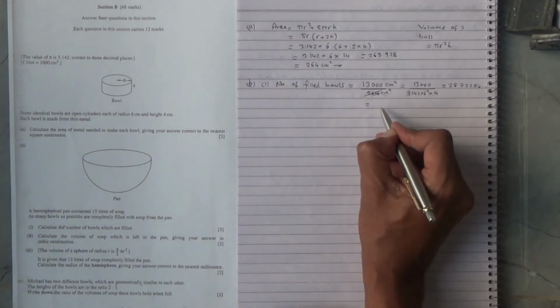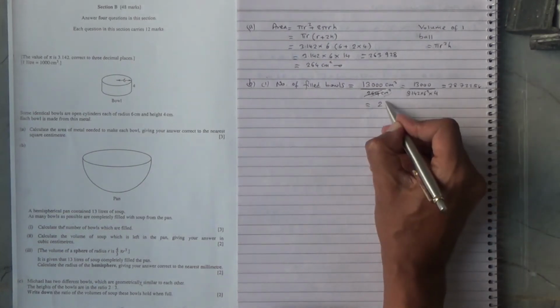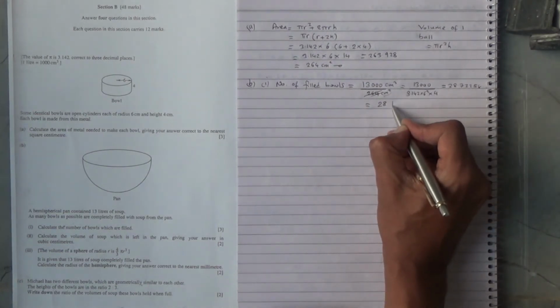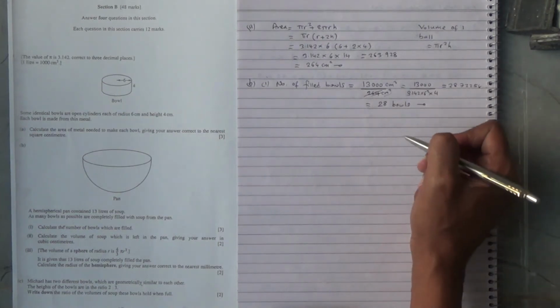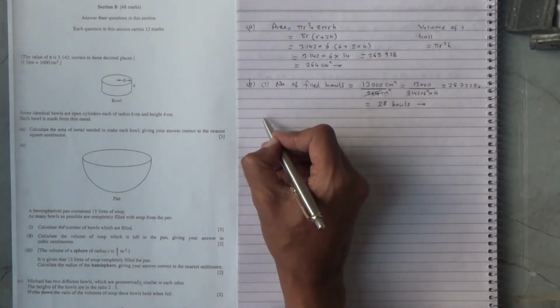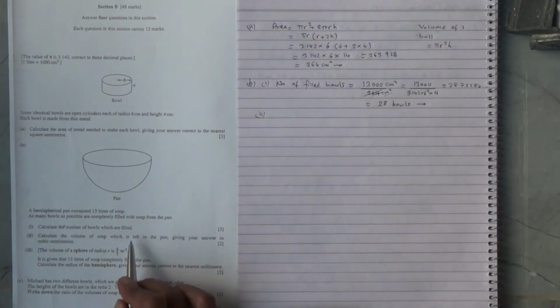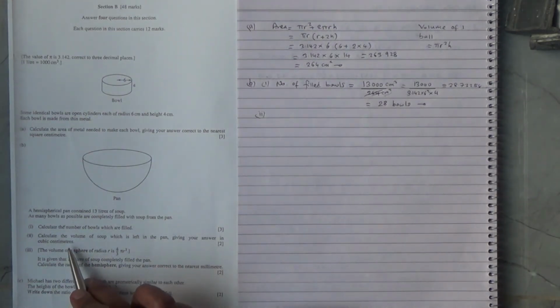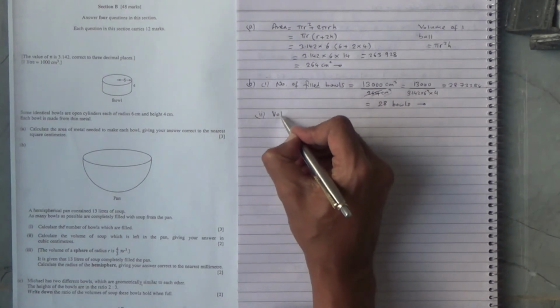So we're saying then, how many bowls can be filled? That's going to be 28. You can't say 29. 28 bowls completely filled. Right, first part of B is done. Second part of B. Calculate the volume of soup which is left in the pan, giving your answer in cubic centimeters.